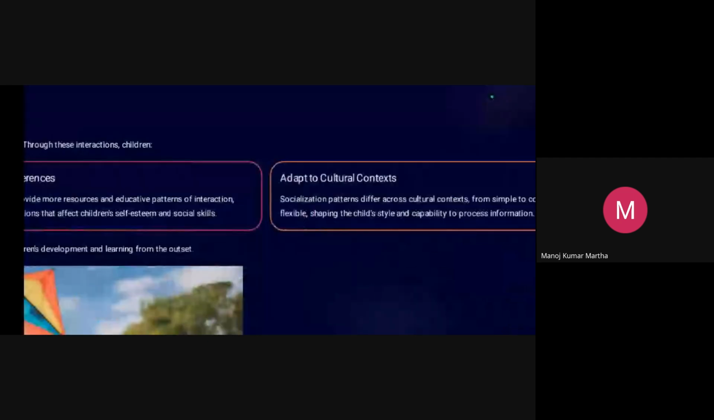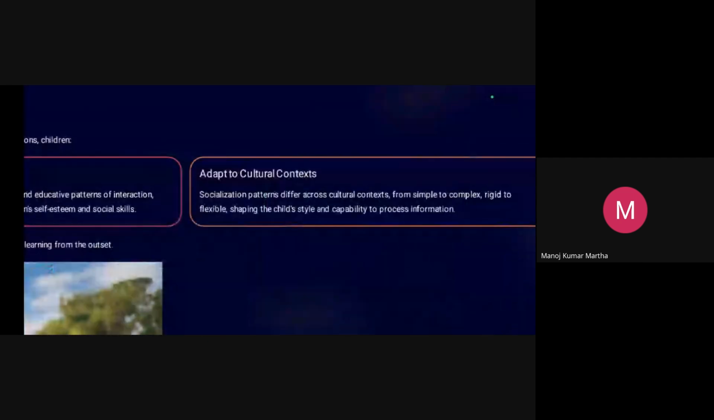learning process. Then, another important thing of the socialization process is adapting to cultural context. What happens? The socialization process differs across cultural contexts, from simple to complex, rigid to flexible, shaping the child's style and capability to process information. So the culture, as I was saying some time ago about agrarian society and industrial society, their cultural context actually differs. Their pattern of choice, their job preference, their attitudes actually change based upon the cultural context.